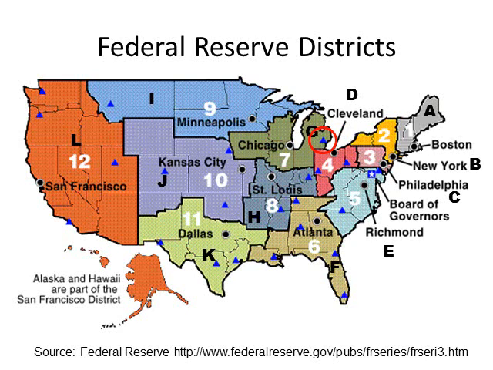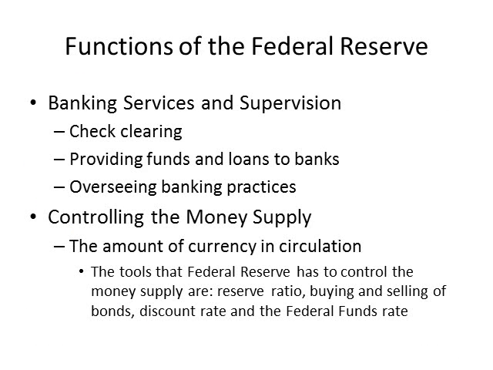District 11, or District K, has its main office in Dallas, Texas, and is referred to as the Dallas Federal Reserve Bank. This district covers Texas, southern New Mexico, and the middle section of Louisiana. District 12, or District L, has its main office.